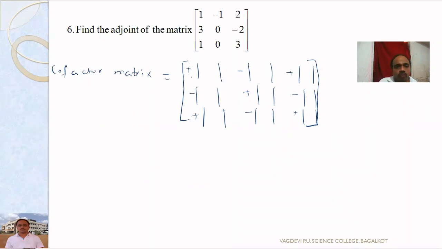Now, what is the cofactor of the first element? The first element is 1. If you delete this row and this column, what are the 4 numbers I am left with? 0, minus 2, 0, 3. You have to write these 4 numbers here.